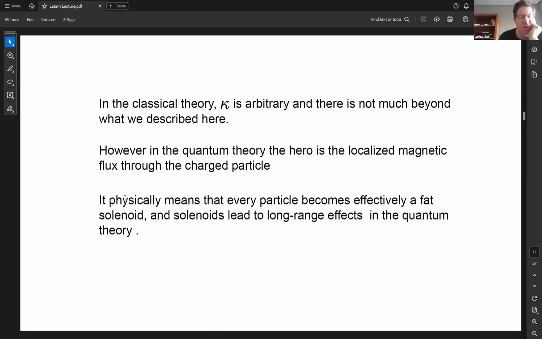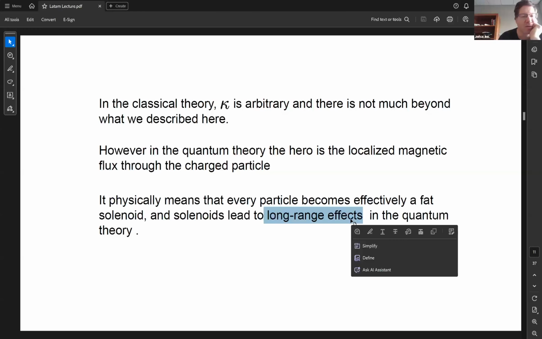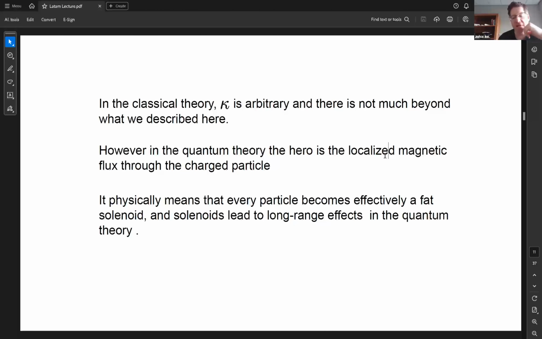And why is it interesting to go to the quantum theory? Why are we even trying to go to the quantum theory? Because you probably remember from your undergrad that solenoids lead to very interesting long-range effects in quantum theory. So in the classical theory, this theory is maybe slightly boring because everything decays exponentially. There are no long-range forces, but the quantum theory here has long-range forces. And that's the key physical idea, that classically there are no long-range effects, but quantum mechanically there are. And why is that? It's because of the solenoid. We know from quantum theory that solenoids can produce long-range effects, and it's a purely quantum effect that's known as the Aharonov-Bohm effect.